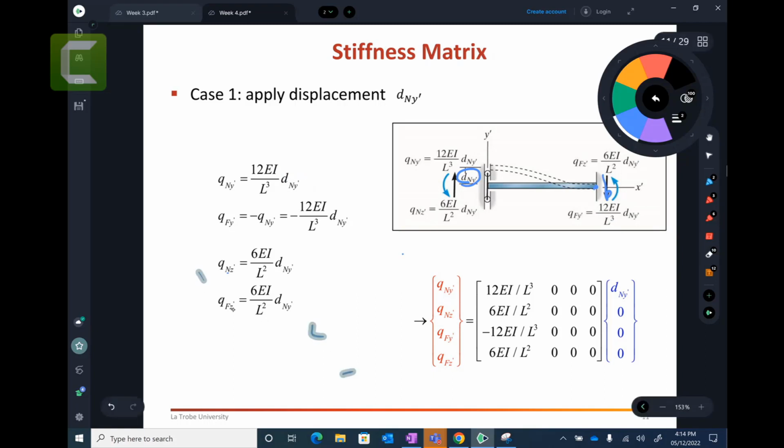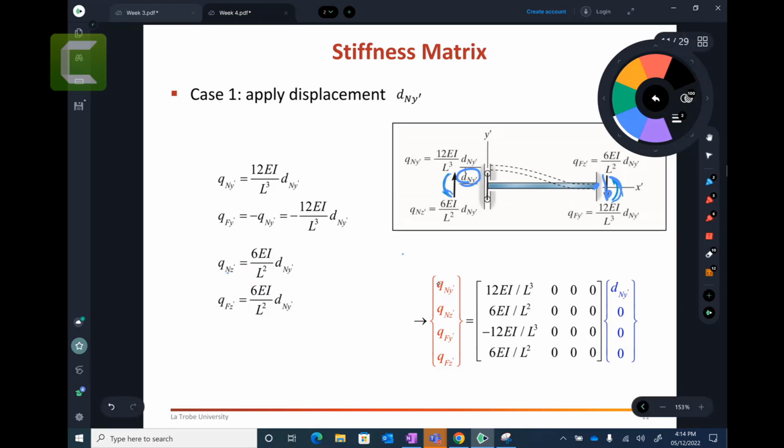Now, once you have this force here, it will also create a moment, because this is a fixed support. This is fixed on the other end, so it will create a reaction moment as well. That reaction moment would be 6 EI on L squared times D and Y dash. And similarly for equilibrium, you have on the other side as well 6 EI on L squared times D and Y dash. So this is the displacement required to create all these reaction forces and shear forces and so on.